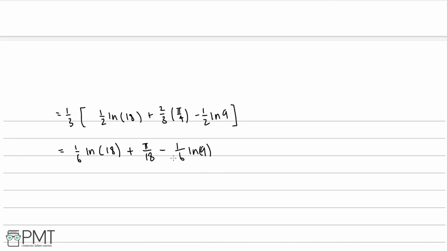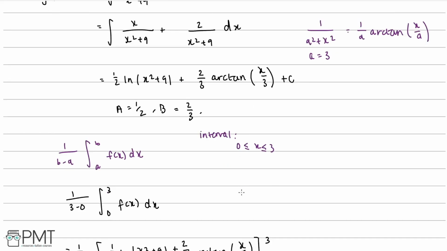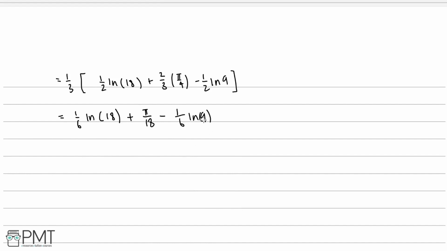Now, if we look back at our question, we have a ln 18 and a ln 9 over here, but our question asks for a ln 2. We have a pi over 18, so let's leave our pi over 18. Well, how will we get ln 2 out of ln 18 and ln 9? Well, you can notice that 18 is equal to 9 times 2. And thus, using our laws of logs, we can split 1 over 6 ln 18 into 1 over 6 ln 9 plus 1 over 6 ln 2, as ln 18 will be equal to ln 9 plus ln 2.